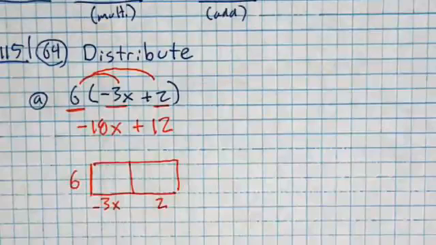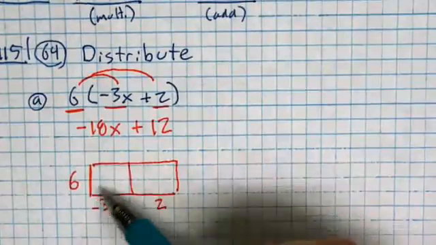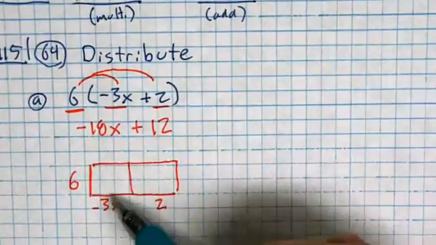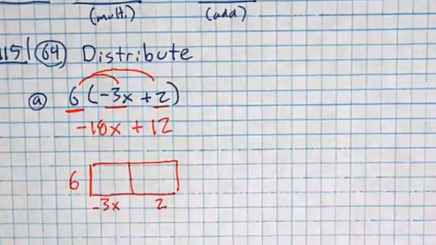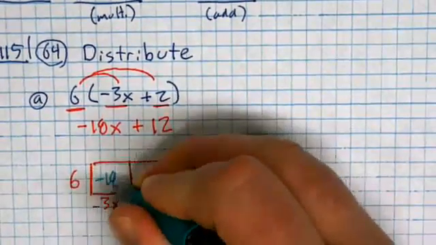Anyways, this is the same idea. We're going to do the same thing. We're just going to multiply. So whatever's off to the side and whatever's down below. So 6 times negative 3x is negative 18x.